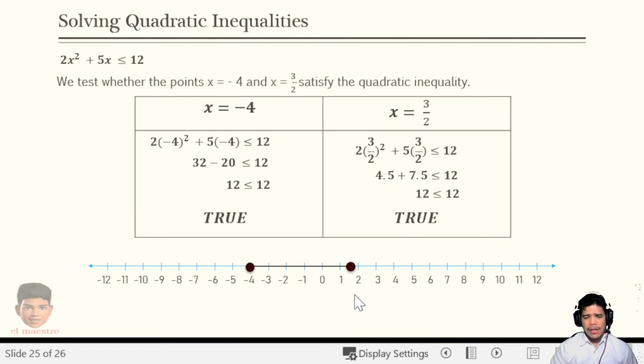Nakuha nyo? So, the only thing that you are going to do is to follow the steps. Gawin nyo yung mga steps na yon until dumating kayo sa solution nyo dito sa graph. Okay? Medyo mahaba na solution. Pero, the more you practice, the more you will get used to it. Mas madali na lang sa inyo.